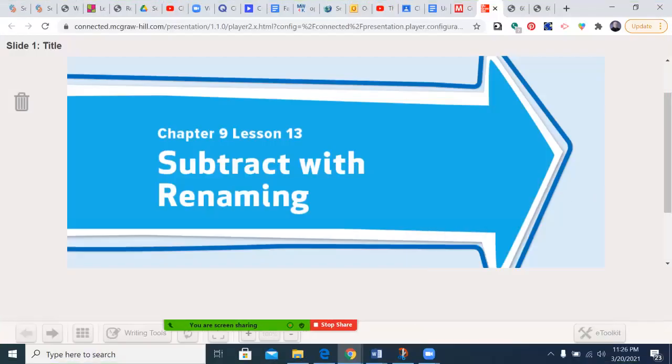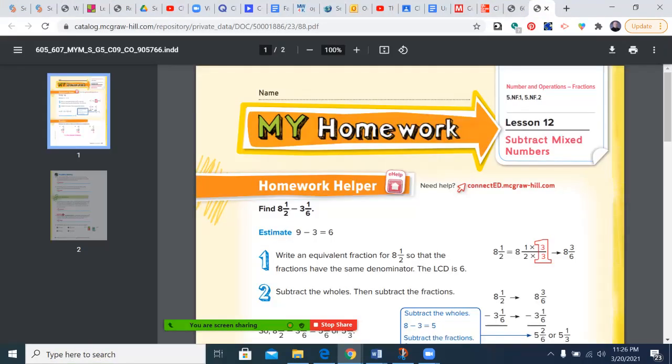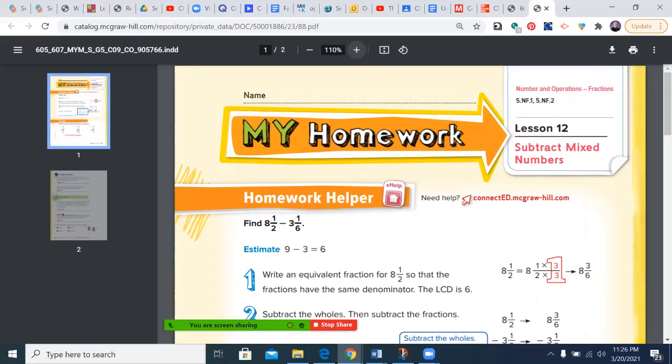Today's lesson, Chapter 9, Lesson 13, Subtract with Renaming. Let's begin by looking at the answers to last session's work.